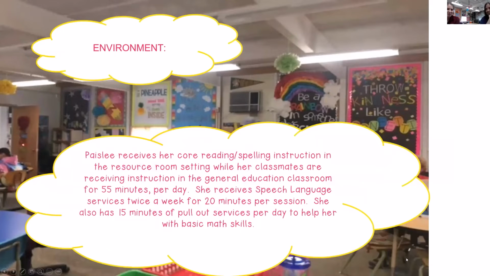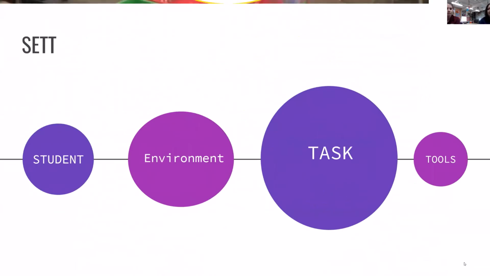This is her classroom, Miss B's classroom. So this is my classroom, and this is where Paisley spends some of her time, and she receives her core reading and spelling instruction in here with me. At the same time, her classmates are getting it, so she's not missing out on anything in the classroom. And then she receives speech language services twice a week for 20 minutes. And then she also has 15 minutes of pull out where she comes back down here so we can help her with the basic math skills. So you can kind of see what the setting is and what goes on in our room. Okay, next slide.